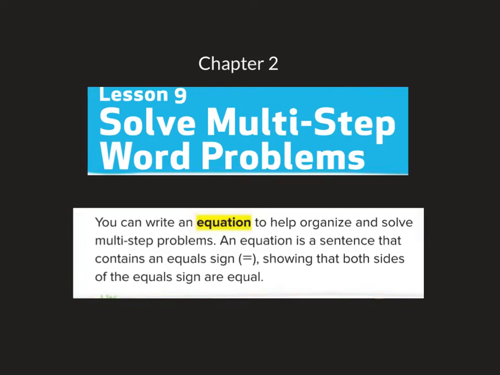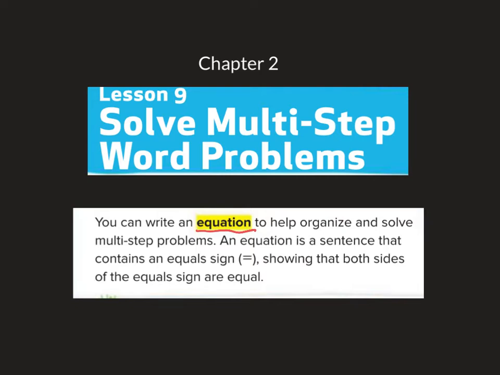Today we're going to work on solving multi-step word problems. So here we've got problems that are going to take more than one step to solve. And oftentimes when kids get a problem that has more than one step, they maybe do one step and then they stop. So we really need to make sure that we're answering the question. So one strategy we can use is to write an equation to help organize and solve multi-step problems.